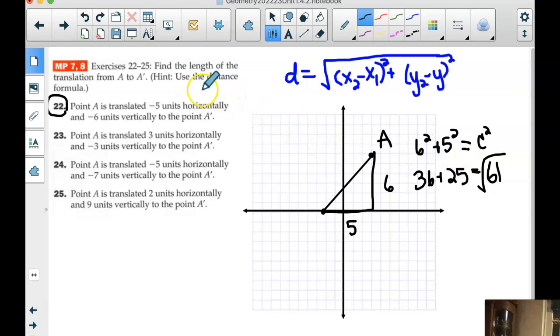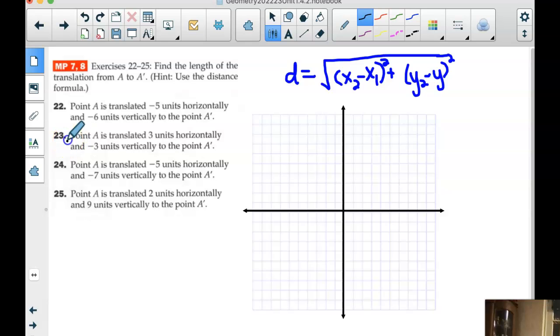So find the length of the translation. You can do this in your calculator. We can leave it as radical 61, or you can simplify it in your calculator. I am so leaving it. Okay, let's try number 23. This video is going to be a little bit longer, but we'll have to survive.